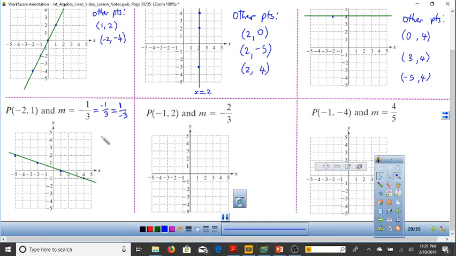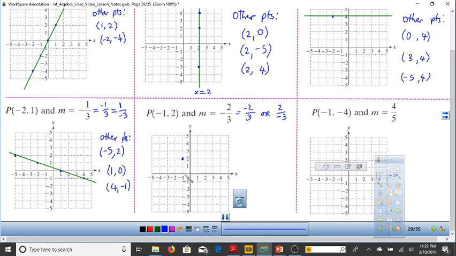So other points on the line would be -5, 2. Another point would be 1, 0. Another point could be 4, -1. Let's try this point here. -1, 2, and this slope is -2/3, which again we can write as -2 over 3 or 2 over -3.